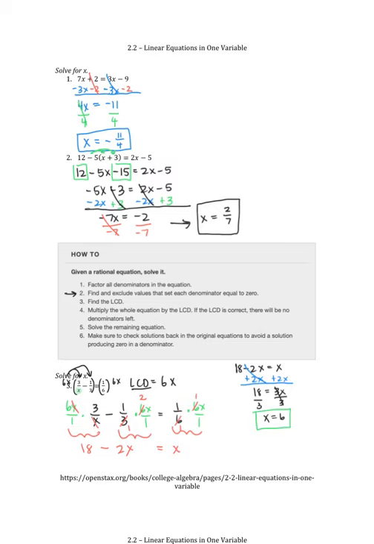Okay? If we would have gotten 0 here as an answer and we tried to plug that in, that would have given us a 0 on the bottom, so that would not have been a valid solution. Okay? So 6 is our answer. All right, let's look at some more.